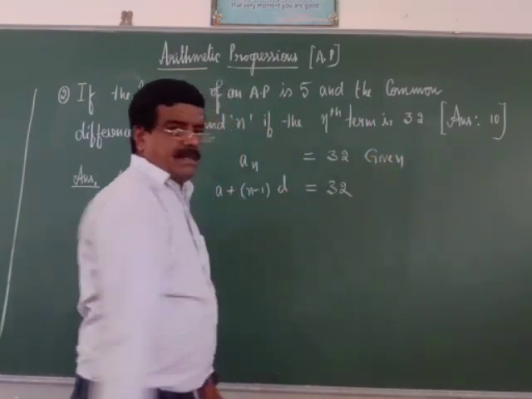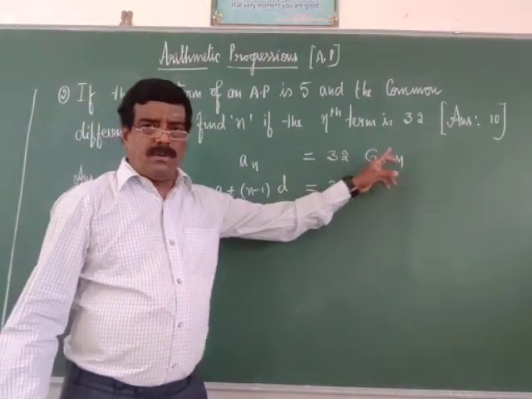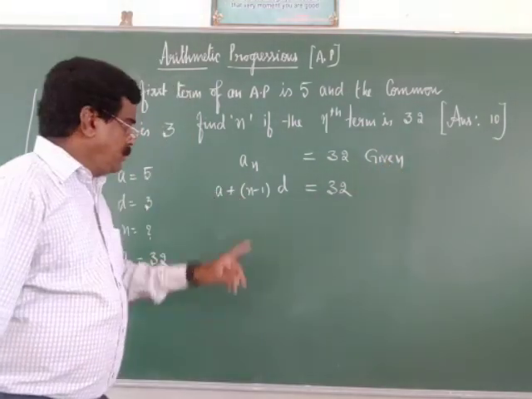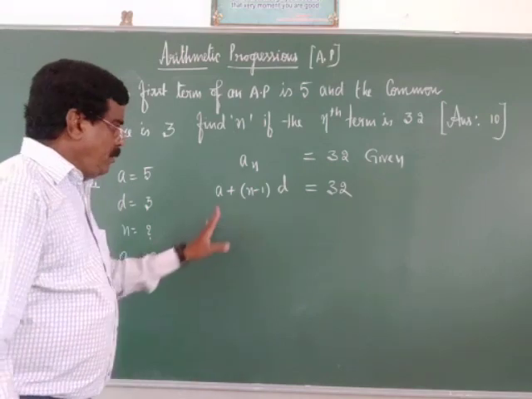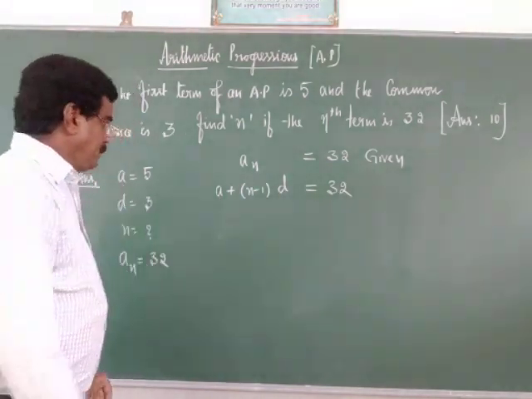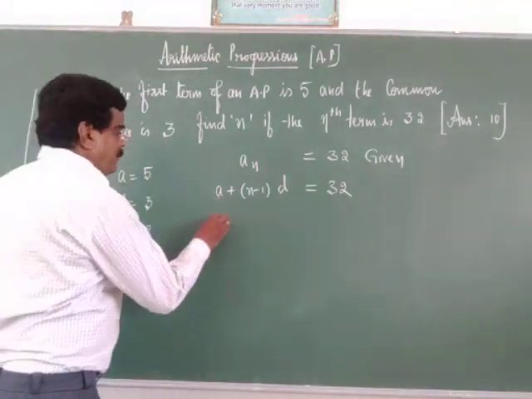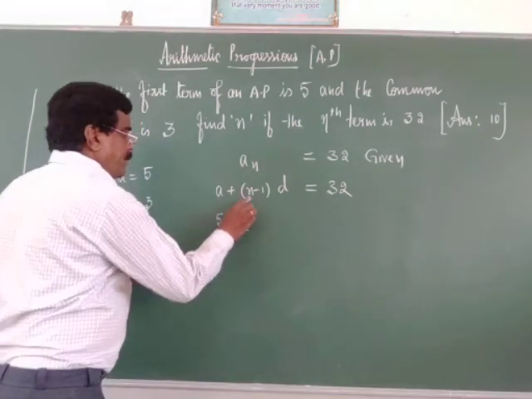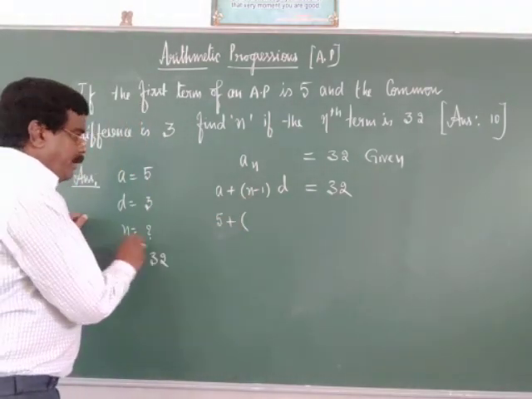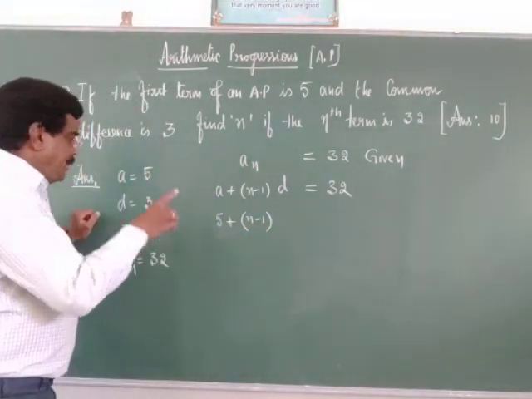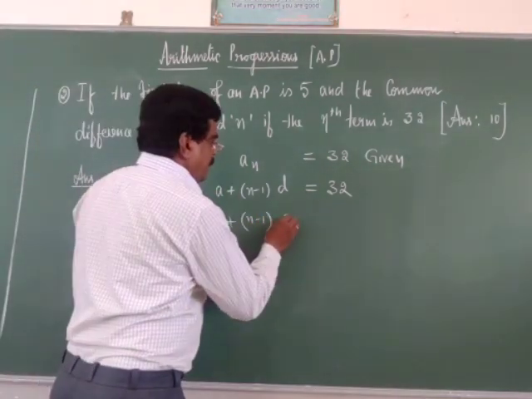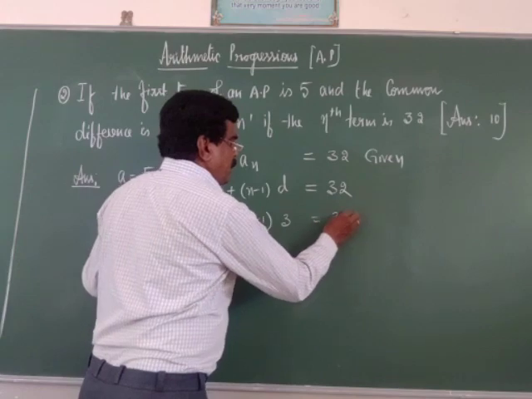It is given, children, here. A n equals 32 given. So next what? A plus n minus 1 into D is the formula. Now we will substitute these values here. So A means it is given here 5 plus n. N we don't know. N we have to find out. So hold as it is. N minus 1 hold as it is. Then D is given, 3, is equal to 32.